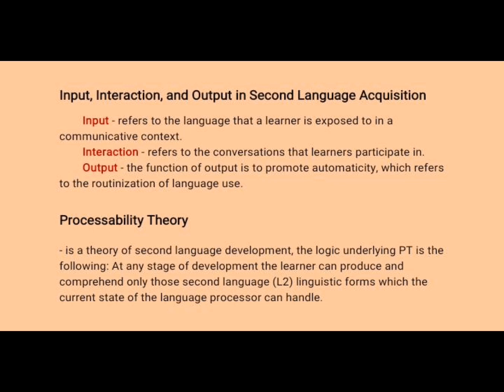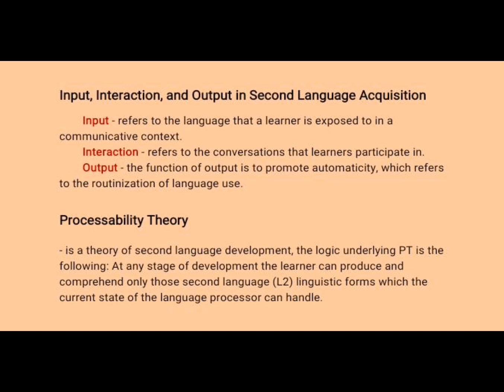First is the input, interaction, and output in second language acquisition. Input refers to the language that a learner is exposed to in a communicative context, while interaction refers to a conversation that learners participate in. Lastly is output. The function of output is to promote automaticity, which refers to the routinization of language use. The second theory that I chose was the processability theory.